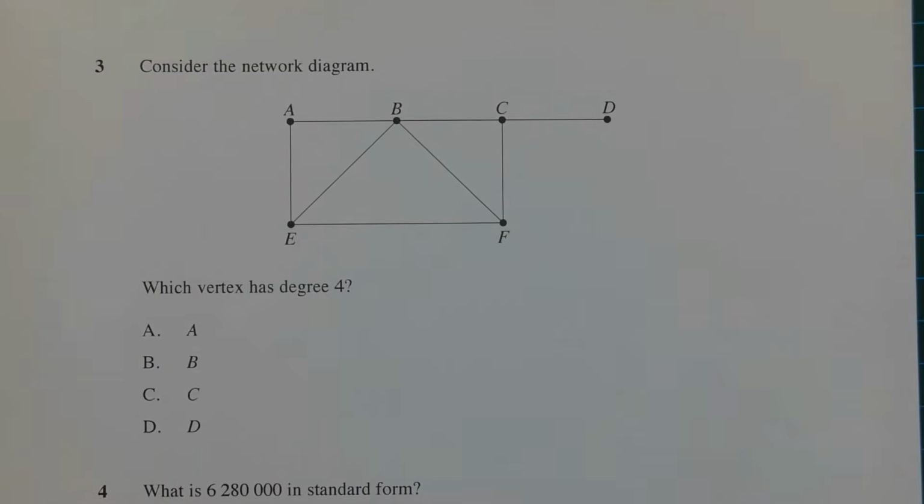And by inspection, we can see that node or vertex B has 4 connections in total. So 1, 2, 3, and 4. Therefore, the correct answer is option B.